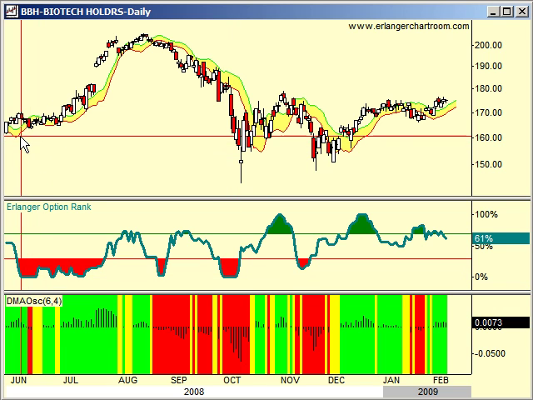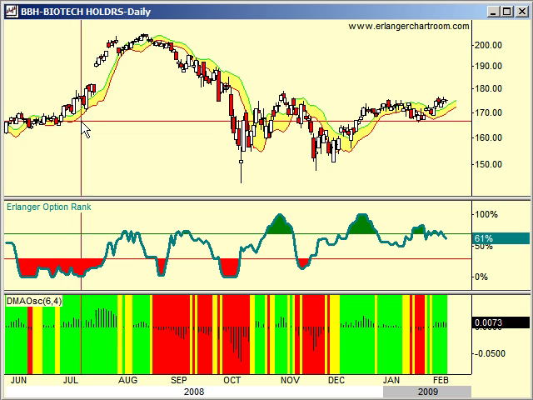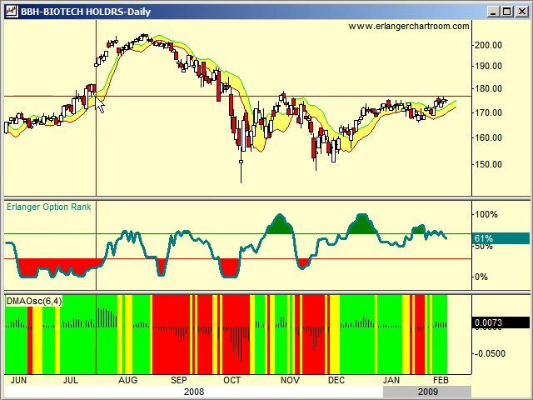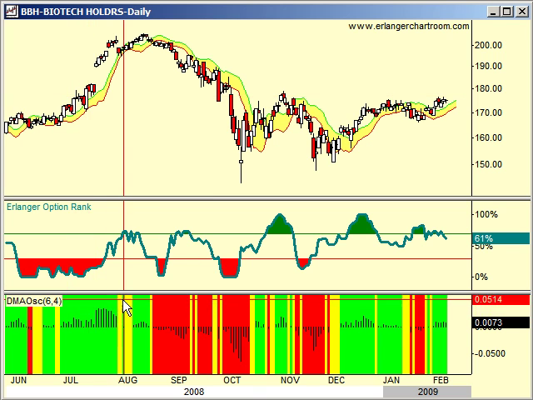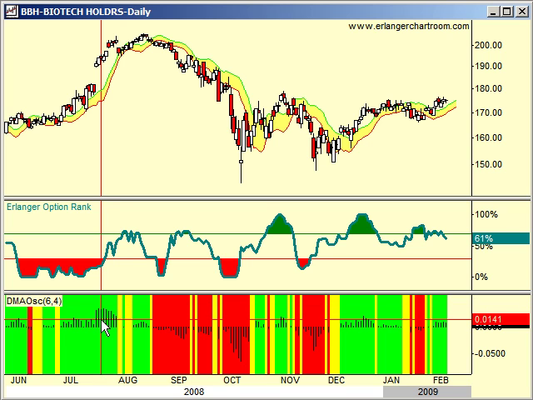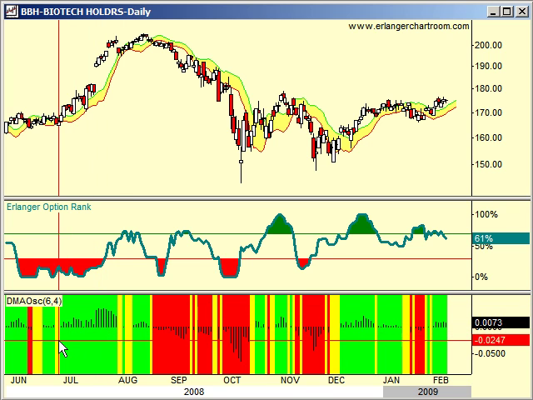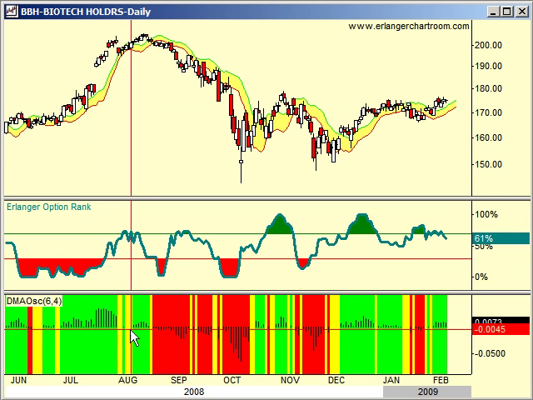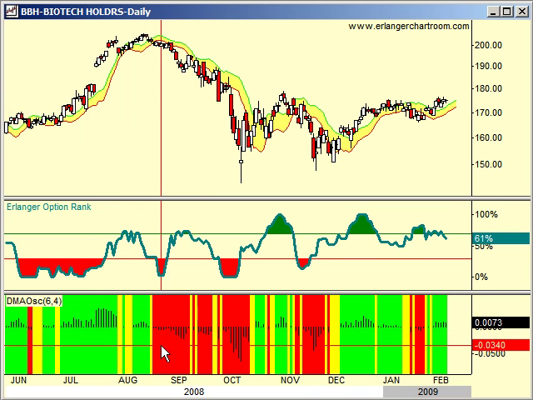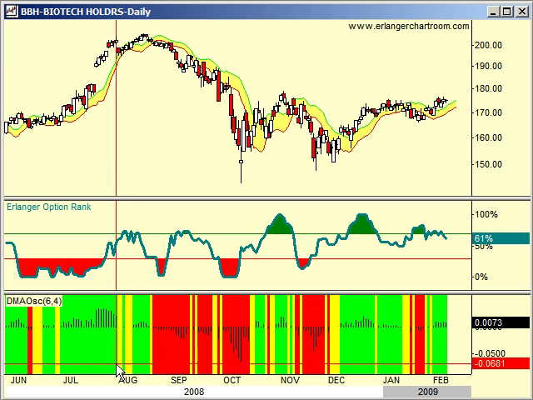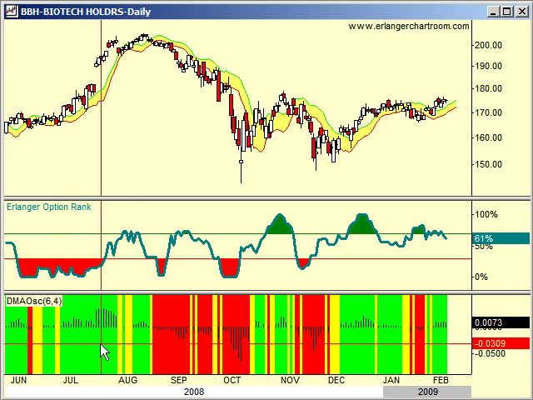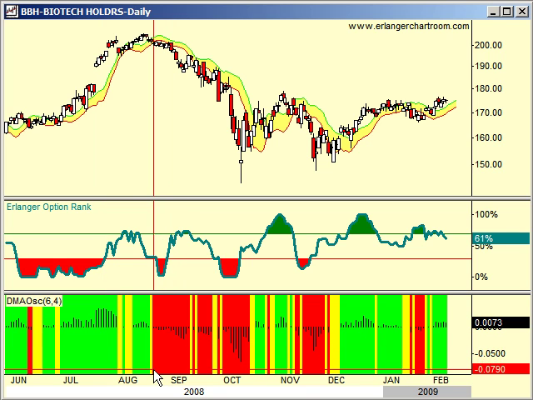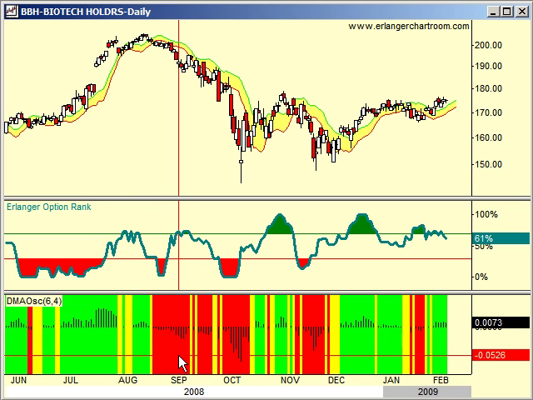We often use the DMA, the displaced moving average channel, as a trigger to a setup. And what we see below here is the DMA oscillator, which just simply tells you whether the price is above the DMA channel, in which case we have green. If it's inside the channel, it's yellow, and if it's below, it's red. What we get from the DMA oscillator is a more easy way to represent the price action as time goes on. It makes it easy to compare what's going on with the options rank and the price action.